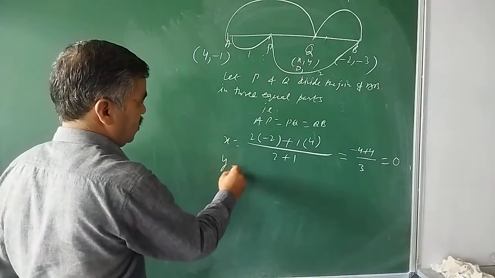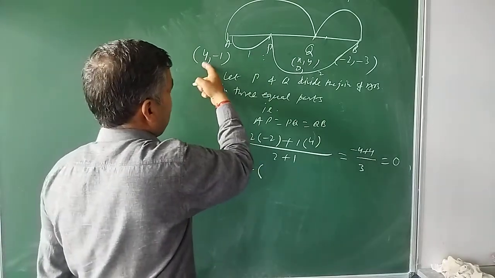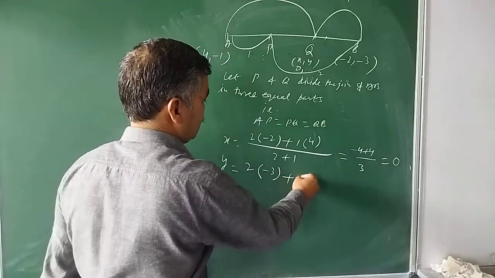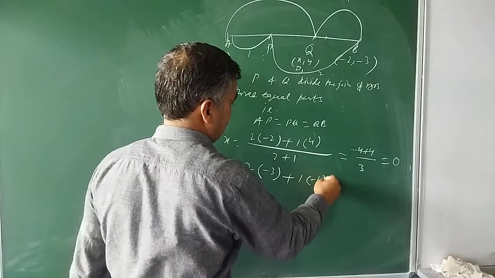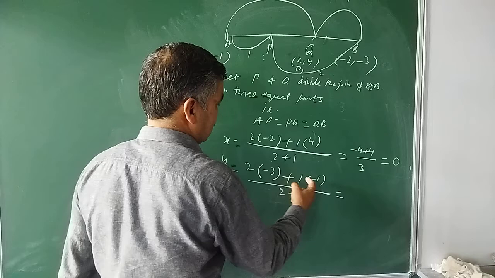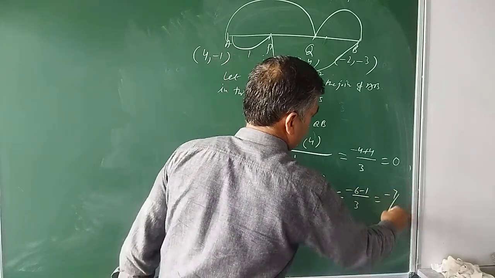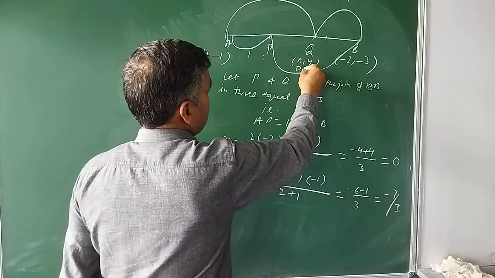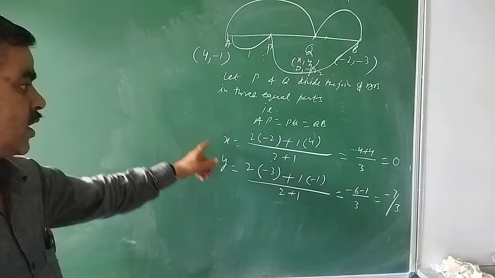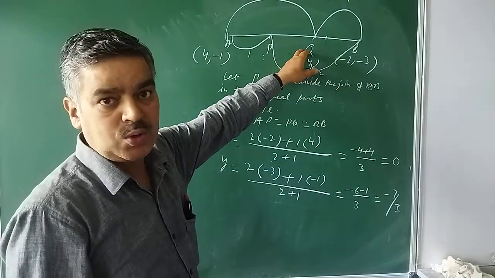Similarly for Y now you go: m1 is 2, y2 is -3, plus m2 is 1 and y1 is -1, upon again 2 plus 1. So it becomes -6 minus 1 upon 3, that is equal to -7 upon 3. So what Y will be here is -7 upon 3. So these are the coordinates of x and y for this point Q.